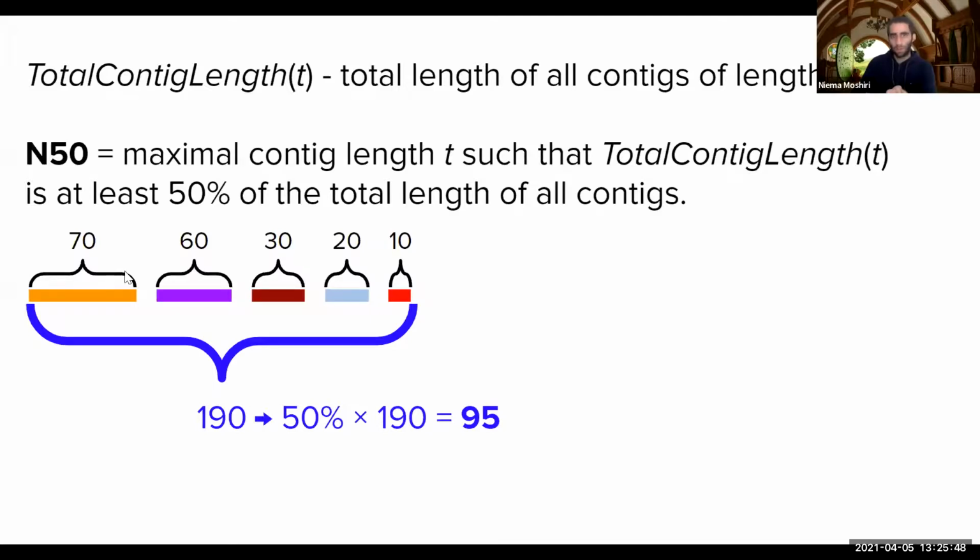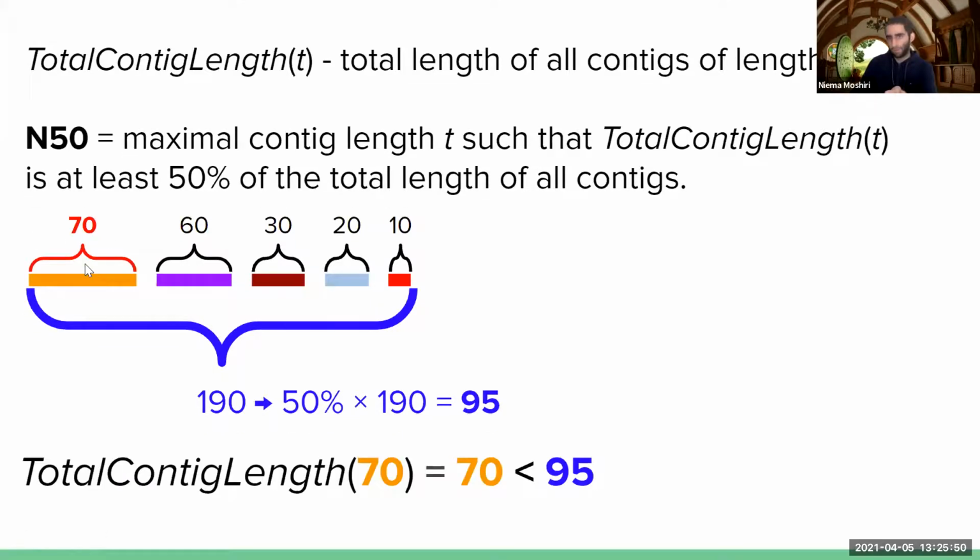So let's start with the first one. If I only look at the first contig, the longest contig, its length is 70. So total contig length of 70 is the sum of the lengths of all contigs 70 or longer. Well, that's just 70. There's only one that is 70 or longer, which is 70. 70 is less than 50% of my total genome length. It's less than 95. So I'm not done. I have to keep going.